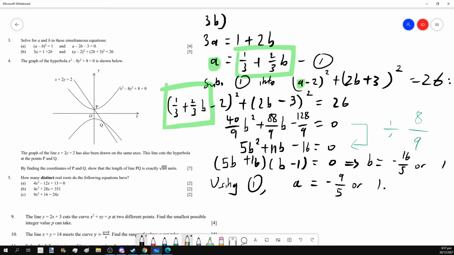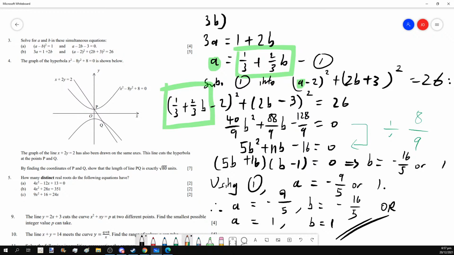I'm trying to do all this mentally, so you might see me freeze for a few seconds while I think about it. Right? So we will conclude that a equals negative 9/5, b equals negative 16/5. Alternatively, we can also have a equals 1, b equals 1. Again, two pairs of answers. It will not always be two pairs of answers. Sometimes it could be one, sometimes it could be none, right? Because of what we learned earlier about the quadratic discriminant.